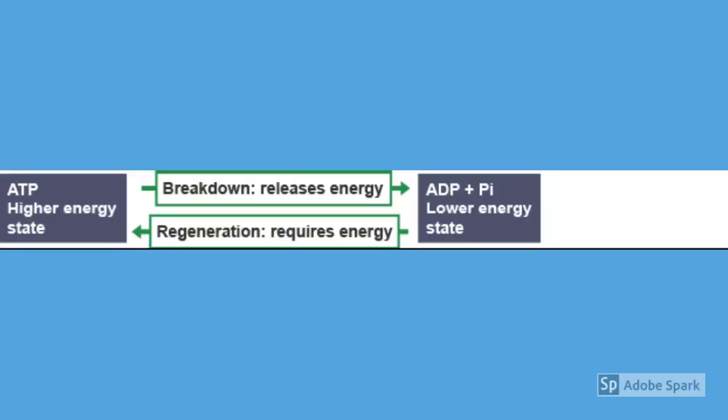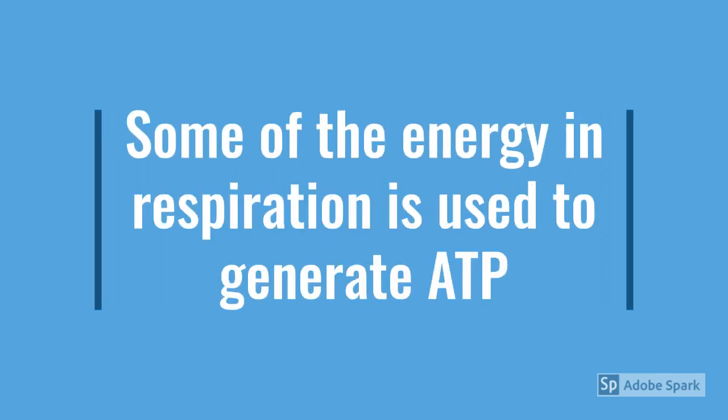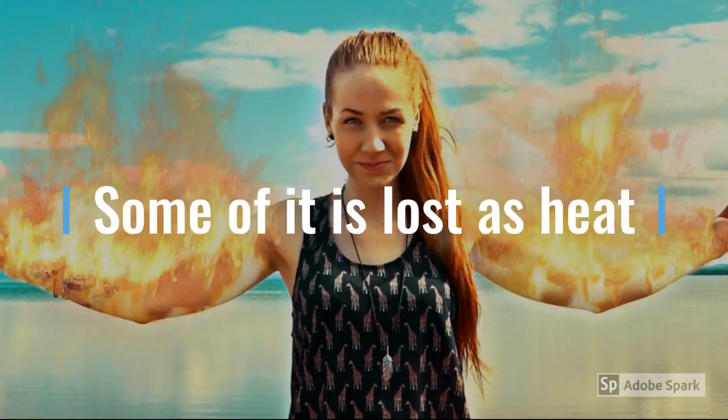For the breakdown, an enzyme called ATPase breaks down ATP into ADP and Pi. For regeneration, an enzyme called ATP synthase uses a little bit of energy to join ADP and Pi to make ATP again. Some of the energy in respiration is used to make ATP. Some of it is also lost as heat.